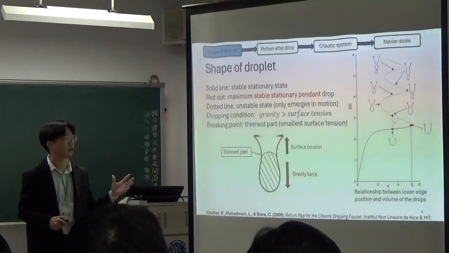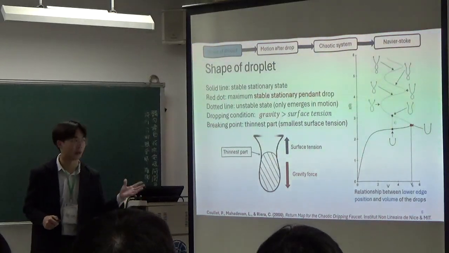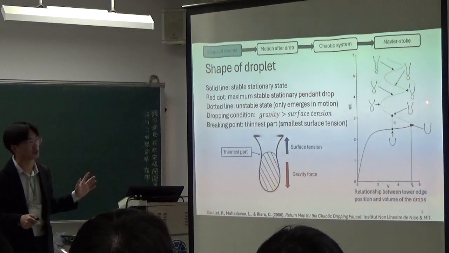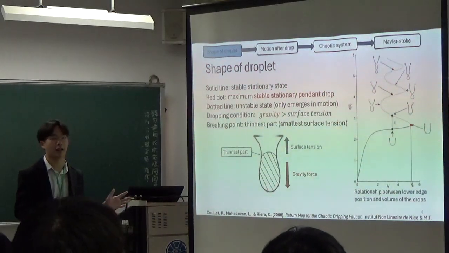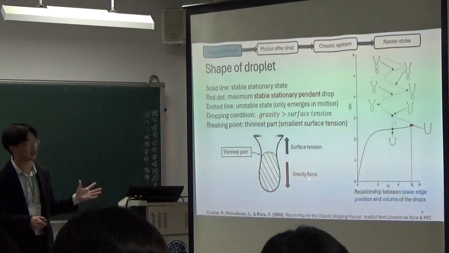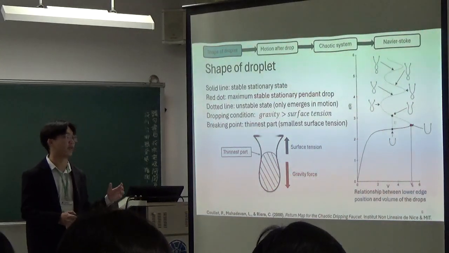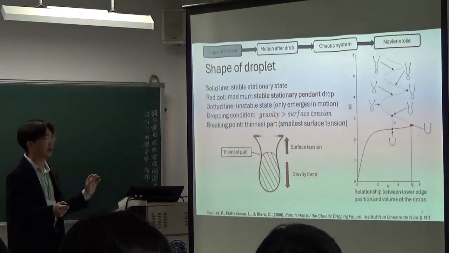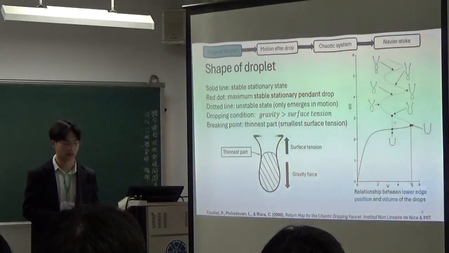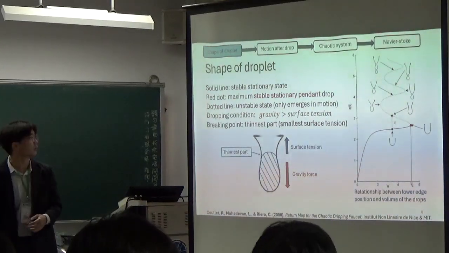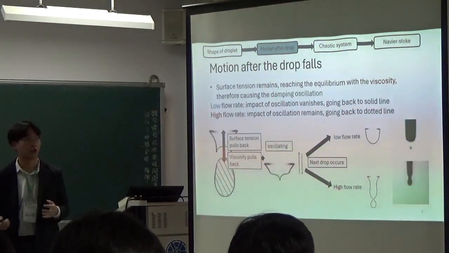And since that red dot represents the maximum stable stationary pendant drop, those patterns on the dotted line only appear in motion. We define the dropping condition as when the gravity is larger than the surface tension. And we define the breaking point as the thinnest part of the water body here, because it has the smallest surface tension. And let's talk about the motion after drops.